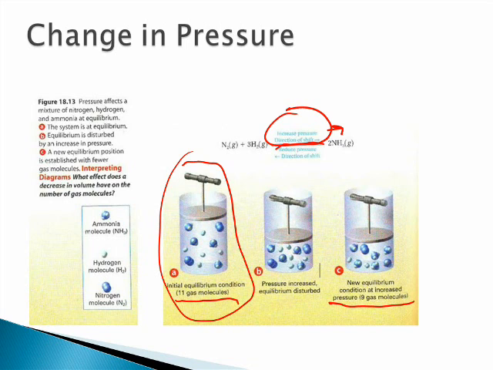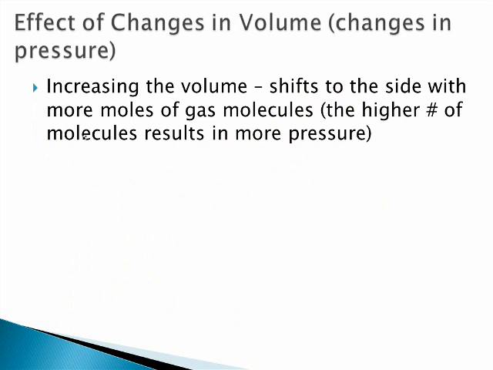Now if we reduce the pressure, it will go this way. So how does this affect us? Increasing the volume means decreasing the pressure. So think of increasing the volume of a gas as decreasing the pressure. It shifts to the side with more moles of gas. The higher number of molecules will result in more pressure.